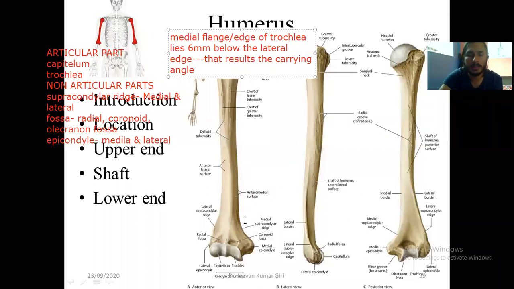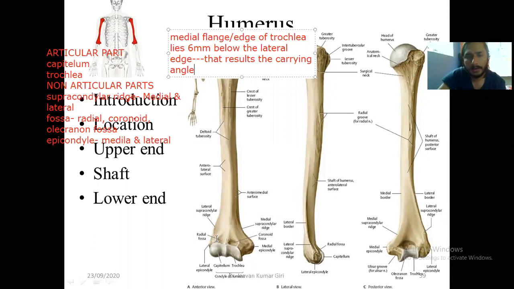So see what will happen. This is the anterior aspect. The radial fossa accommodates the circumference of the head of the radius during flexion movement. Similarly, the coronoid fossa accommodates the coronoid process of the ulna during flexion of the elbow joint. The olecranon fossa will accommodate the olecranon process of the ulna during extension.